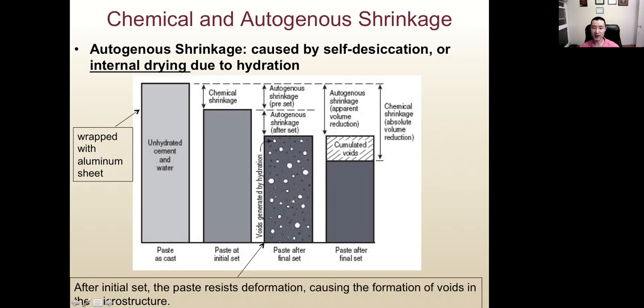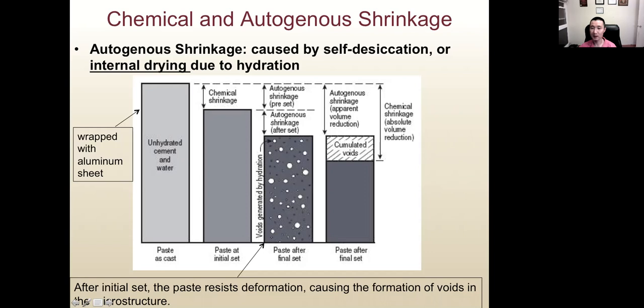So look at here. After initial and final set time, we have some autogeneous shrinkage. Before the set time, the shrinkage is equal to the chemical shrinkage. After set, because concrete will continue to have chemical shrinkage and the pores will dry out, we have some autogeneous shrinkage after set. If we count the total volume of these pores together, this is the cumulative voids. Again, this is the volume of these small pores added together.